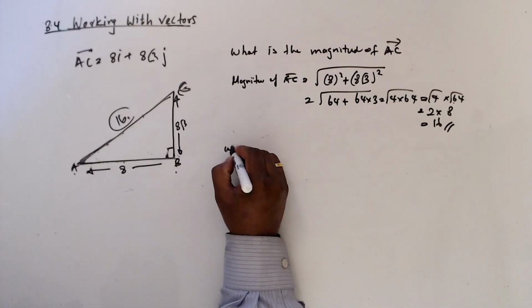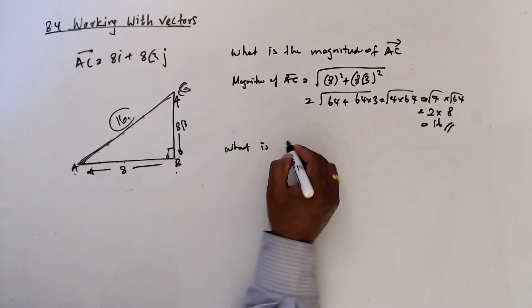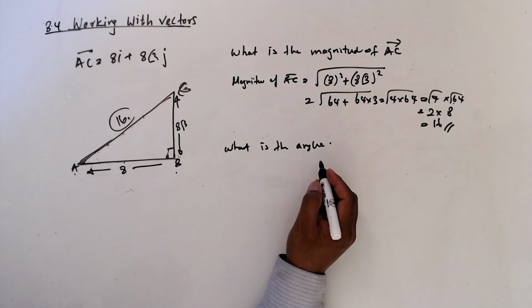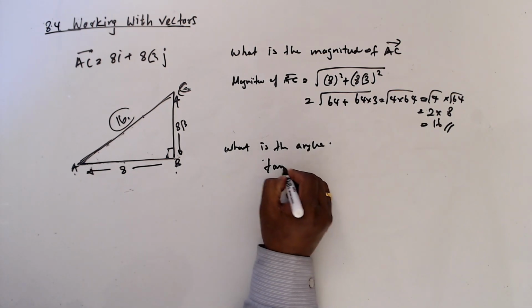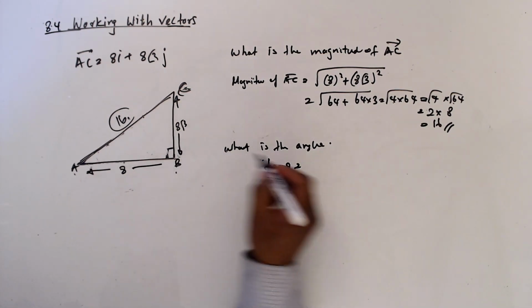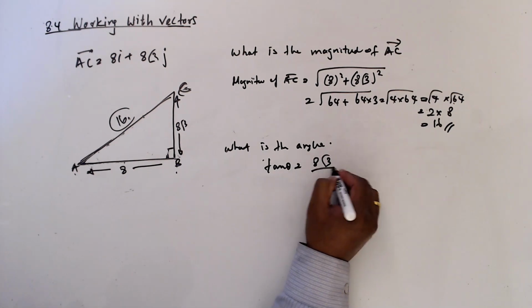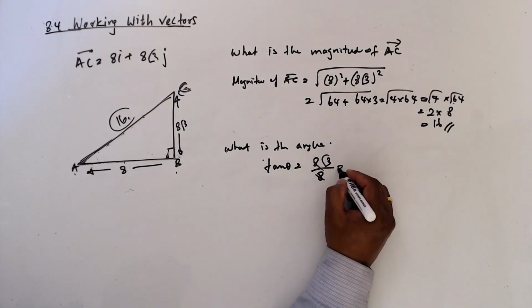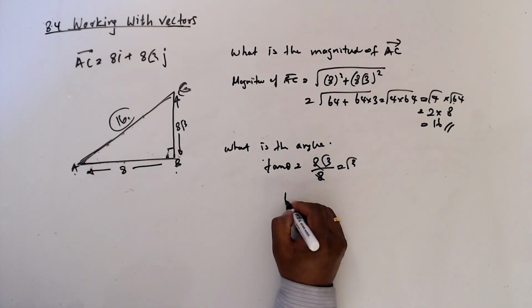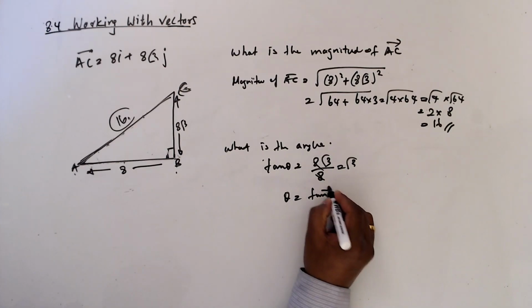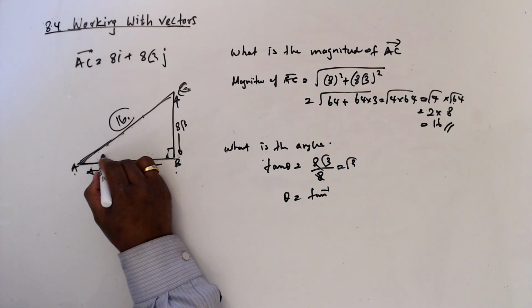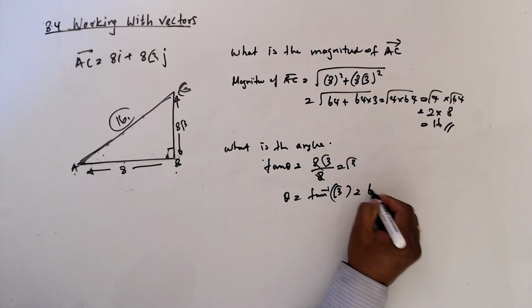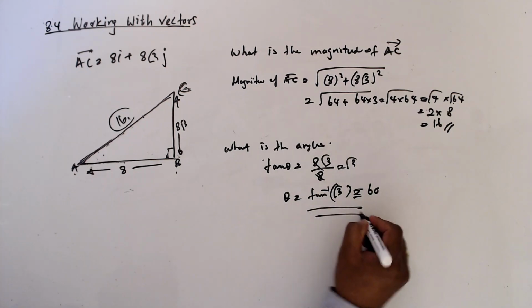Now what is the angle? Tan theta is 8 square root 3 over 8. 8 and 8 cancel out, leaving square root 3. So theta equals tan inverse of square root 3. So we know this is 60 already. We found that.